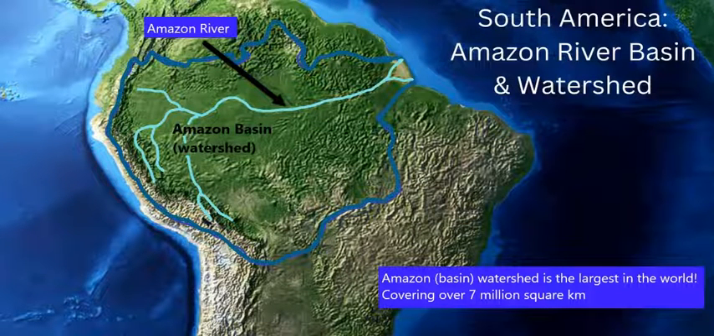But the river is really the heartbeat of this whole system, and it's absolutely massive, covering the majority of the northern part of South America, the continent. It's huge. These massive watersheds could be small, in small square miles, or up to 7 million square kilometers, which is the Amazon.